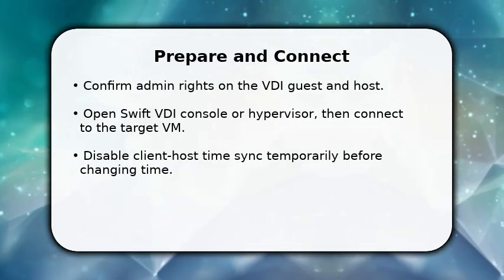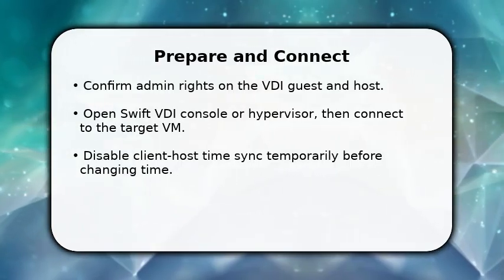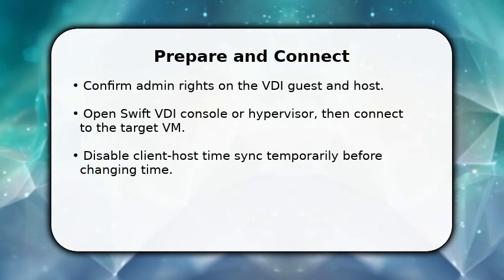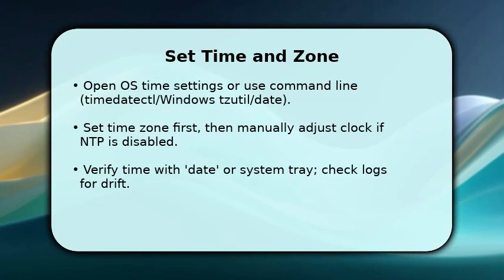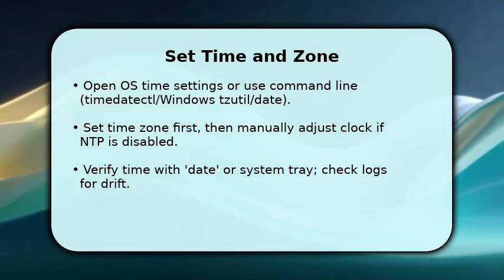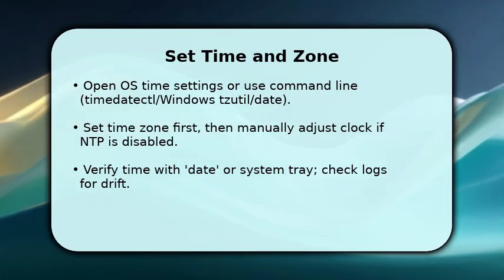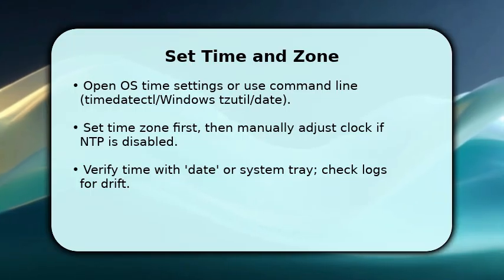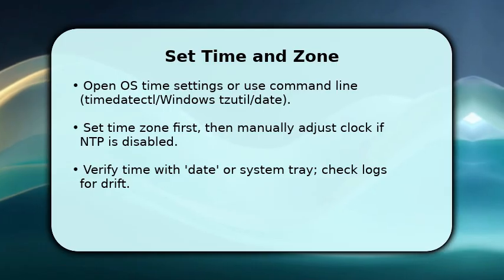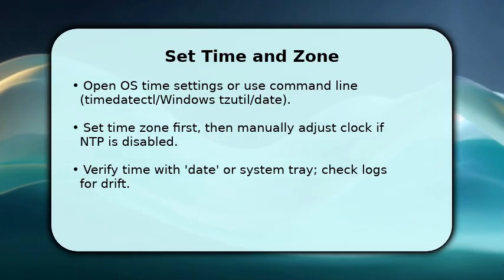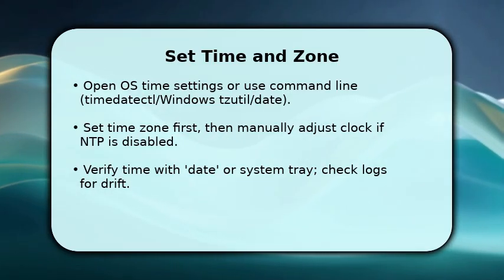Make sure to note the current time zone and NTP settings before changing anything, because you'll restore sync after verifying the change. You now set the correct time zone first, because that prevents offsets. On Linux, use timedatectl, on Windows, use tzutil or the date and time control panel. Once the zone is correct and NTP is disabled, adjust the clock manually. Use precise time sources if available.